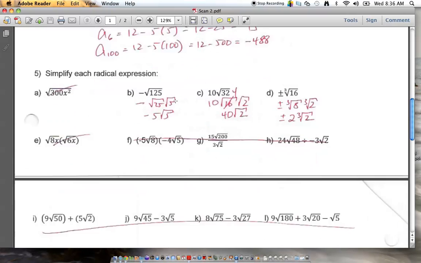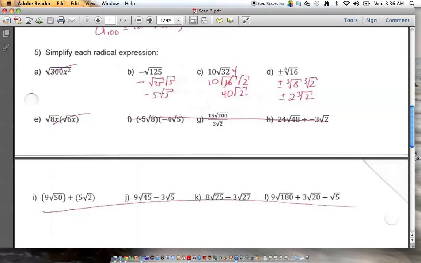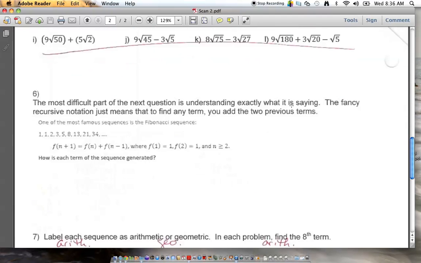Okay, the radicals. Negative 5 radical 5, right? 25 is the biggest perfect square that goes into 125. 16 is the biggest one that goes into 32. And as we mentioned the other day, square root of 16 is 4, but don't forget the 10 in front means multiply. 10 times 4 is 40. And with the cube roots, the biggest cube root that goes into 16 is 8. So I get plus or minus 2 cube root of 2. Okay.